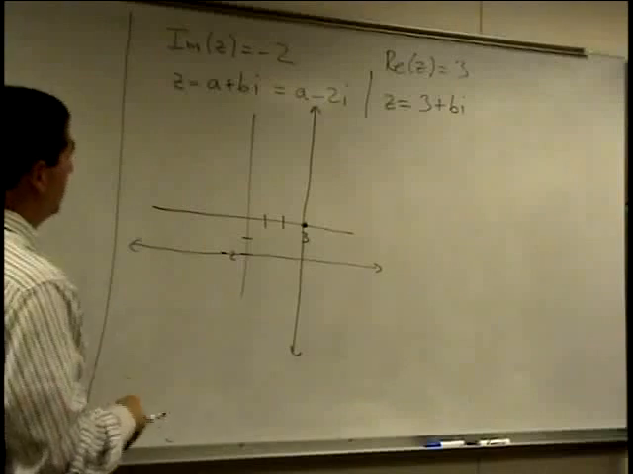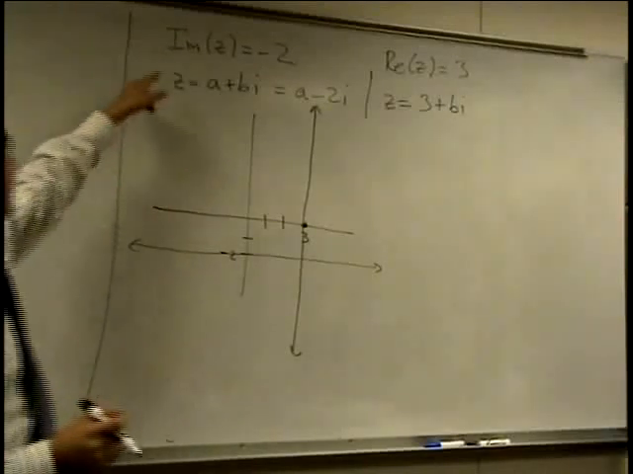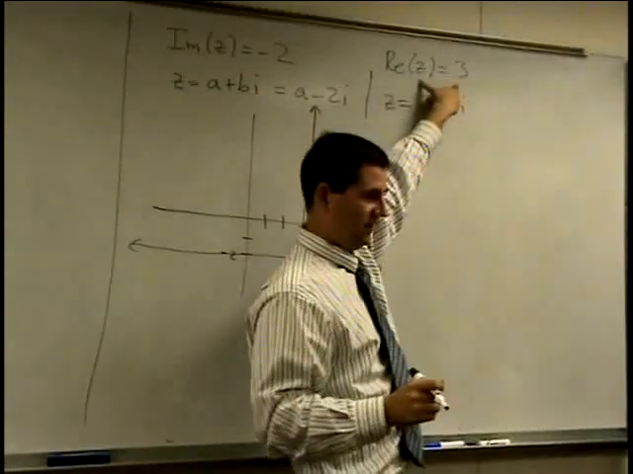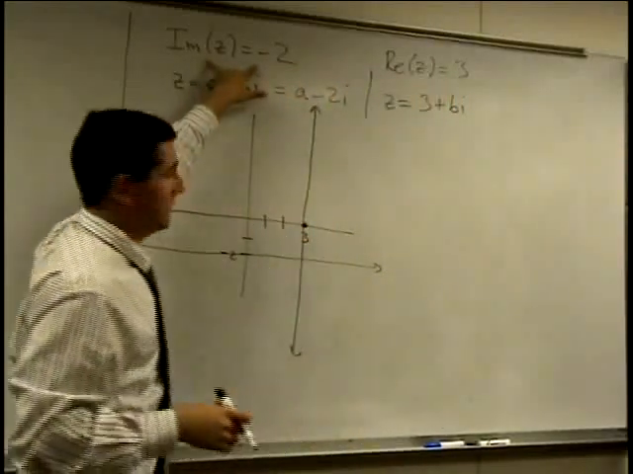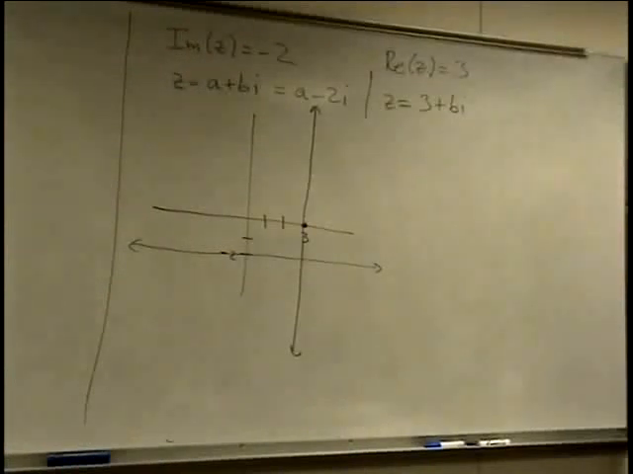Try to think of the analogs from R2. This one is the same as saying x equals 3. Right? Real part equals 3. That's the line x equals 3. This is the same as saying y equals negative 2. Exactly the same.